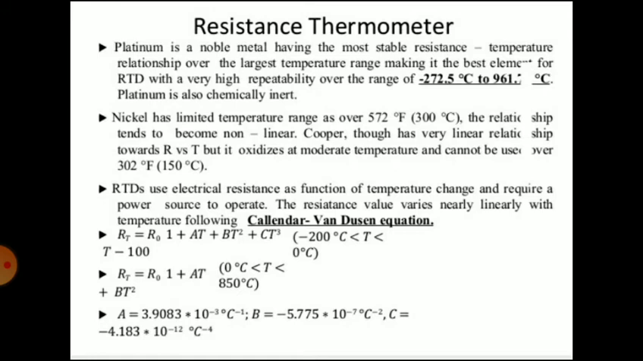So this is regarding the materials most commonly used in an RTD, that is platinum, nickel and copper, and the temperature ranges that are given for those particular materials.